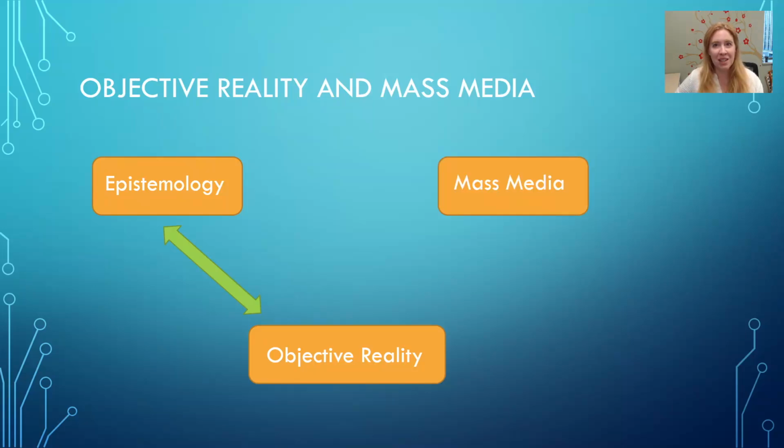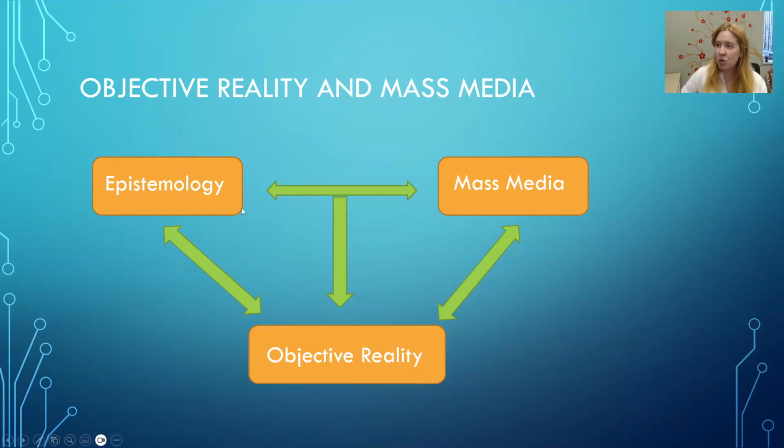But so does mass media. So the media that you are exposed to, TV shows, newspapers, social media, they impact what you think is happening in the world. And also, though, your epistemology affects what kind of media you're exposed to. So if you really like evidence, you probably are exposing yourself to media that has evidence. If not, then you probably are choosing different media. So I wanted to mention that all these things are very much related to each other. How you come to believe what is true affects your view of what the objective reality is, but it also affects what kind of media you choose.